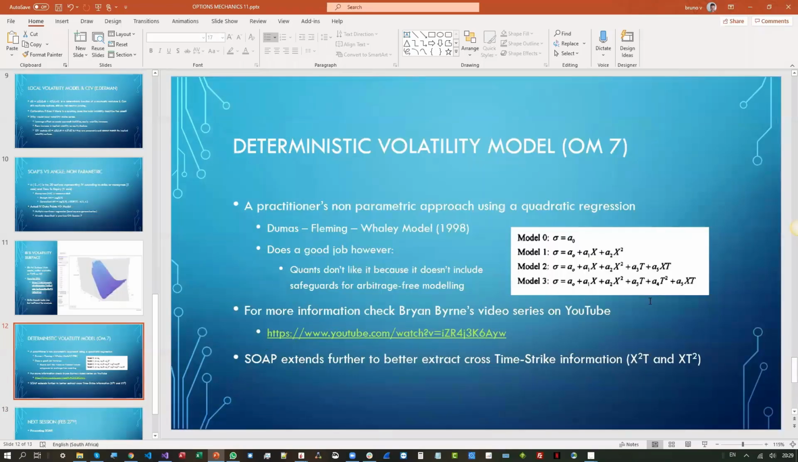So in session 7, a couple of months ago, I mentioned that I based my work on a publication from Dumas, Fleming, and Whaley, 1998, and updated in 2002. I also showed that for those who want to build their own on Excel, there's a guy called Brian Byrne who's done a good job on a series of videos.